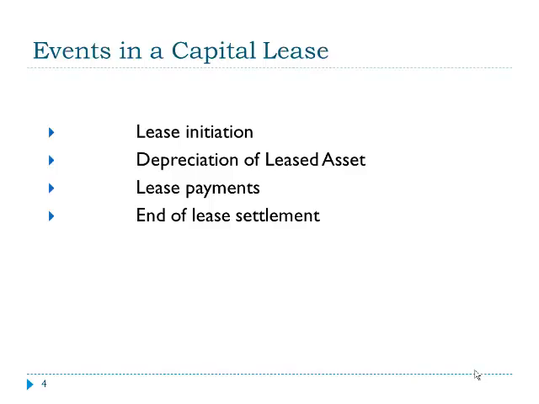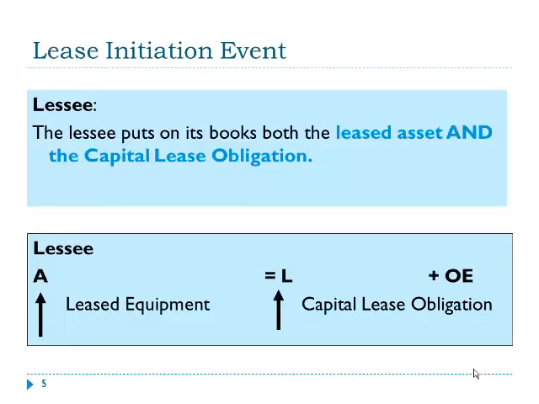Let's take a look at what the accounting looks like for these events. First of all, at the lease initiation, the lessee puts on its books both the leased asset and the capital lease obligation. It's an increase in the asset of leased equipment and an increase in capital lease obligation.